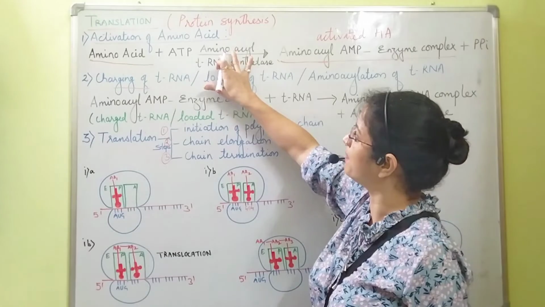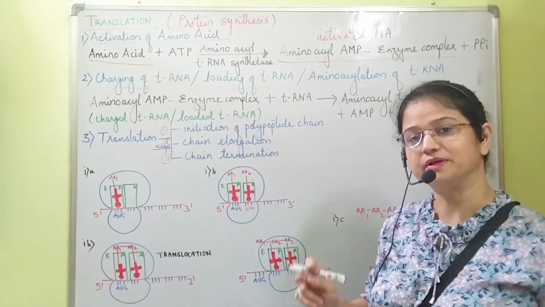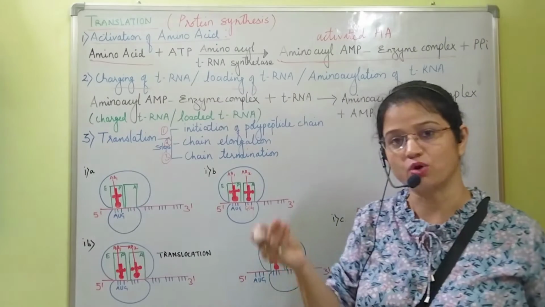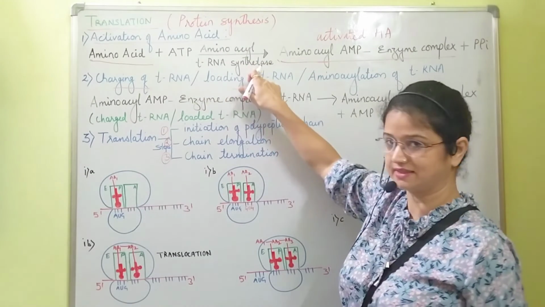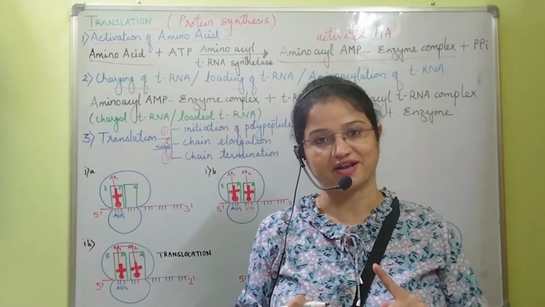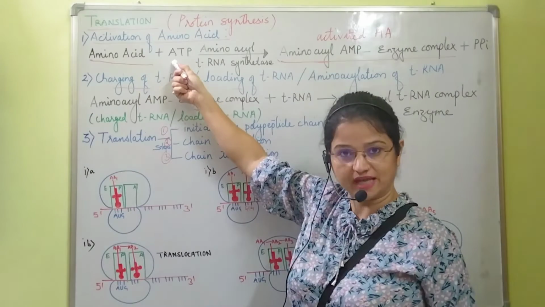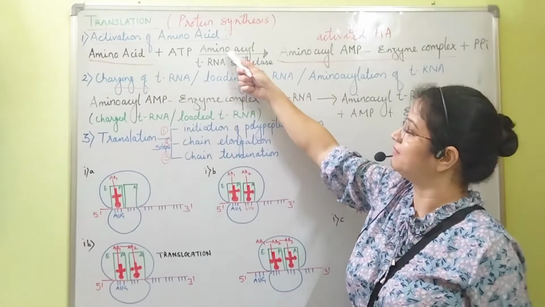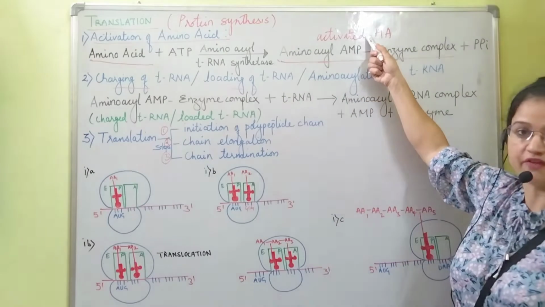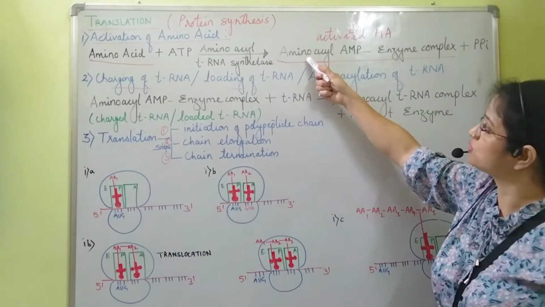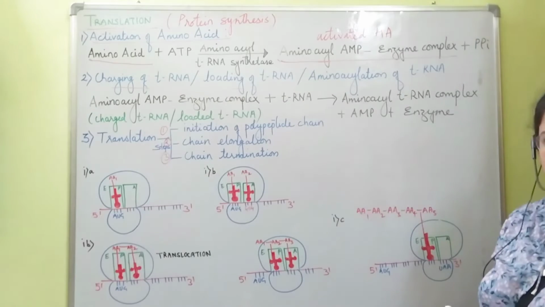The enzyme is amino acyl tRNA synthetase. Clear? You have to remember the name of the enzyme, which students always forget. The name of the enzyme is amino acyl tRNA synthetase. So the first step in the process of translation is activation of amino acid, where amino acid will react with ATP in presence of the enzyme amino acyl tRNA synthetase, and there will be the formation of activated amino acid, which is actually amino acyl AMP enzyme complex with the release of inorganic phosphate.